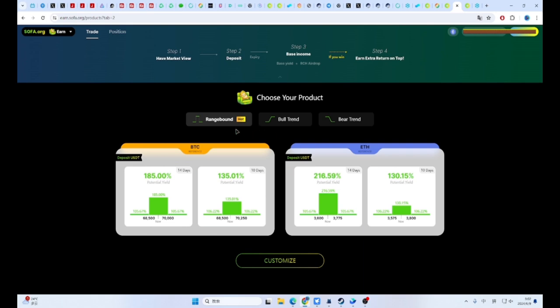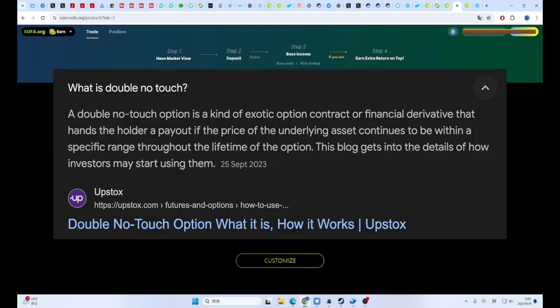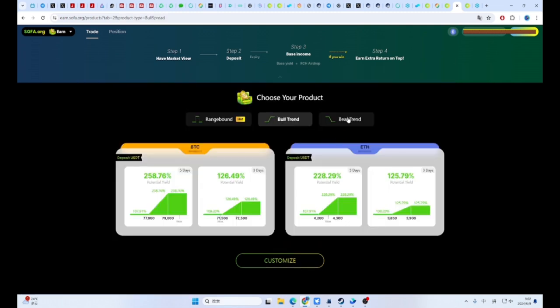So SOFA's principal protected products are divided into 3 types. The first one is range-bound or DNT, which refers to double no-touch. Essentially, you earn more within a range. The other 2 are bull trend and bear trend.